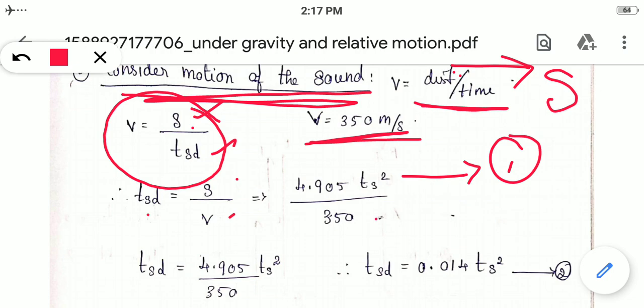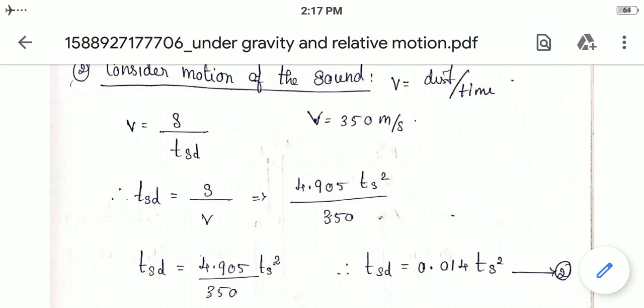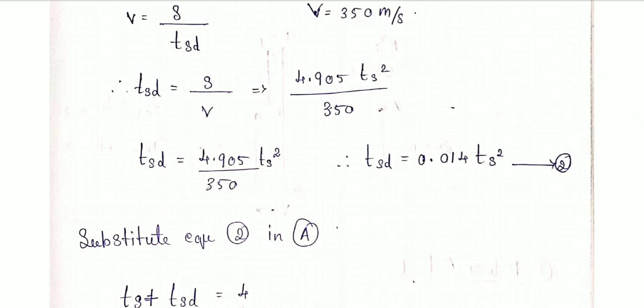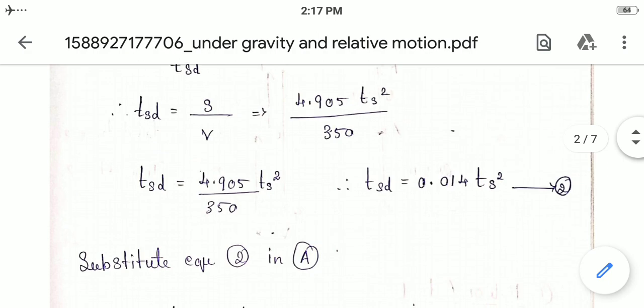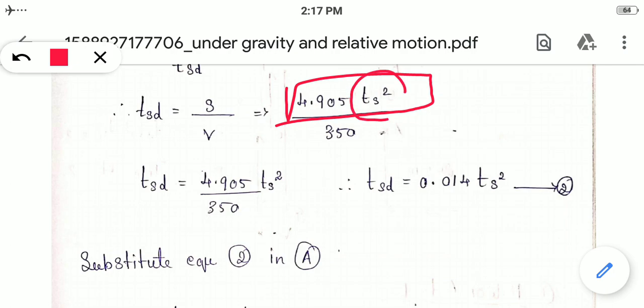When you substitute that, you will get an equation like Tst is equal to 0.014 Ts square. This is your second part. After that, substitute your equation number 2 in the first equation. What is your first equation? First equation is equal to 4.905 Ts square. So substitute your Ts value from here.